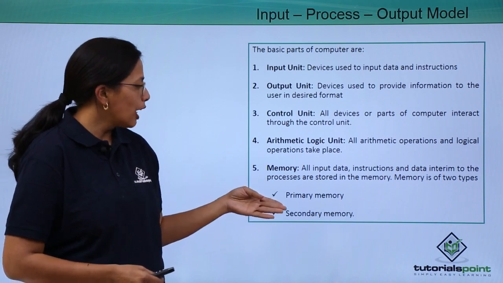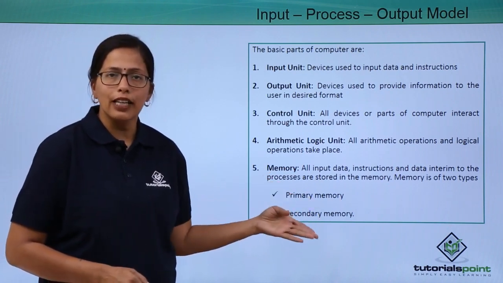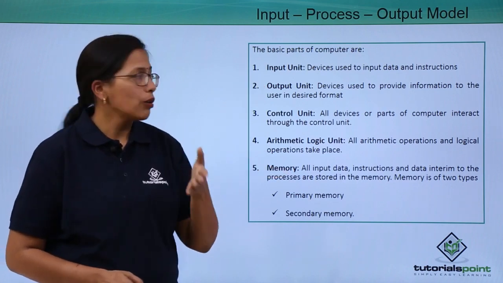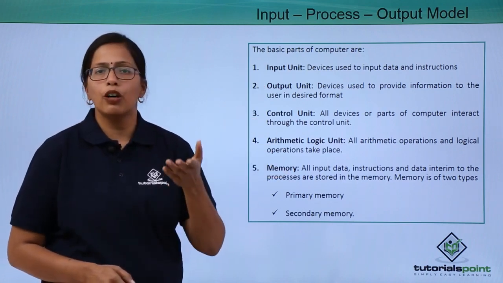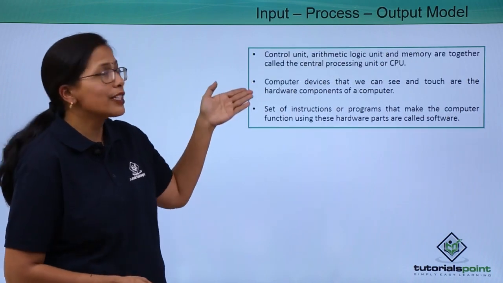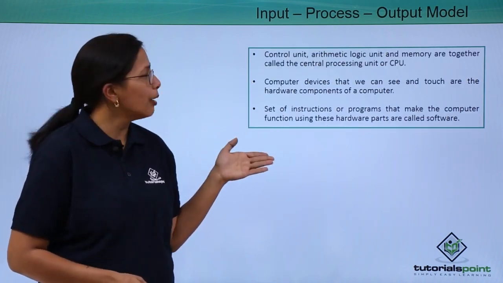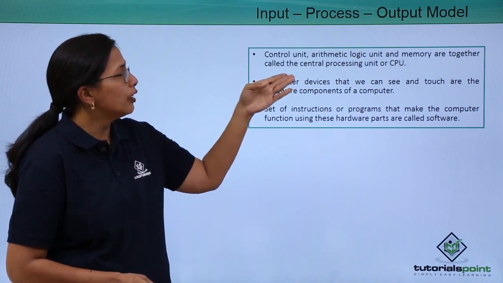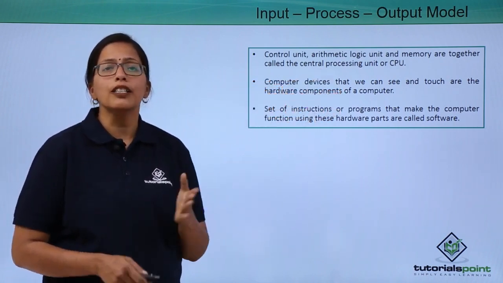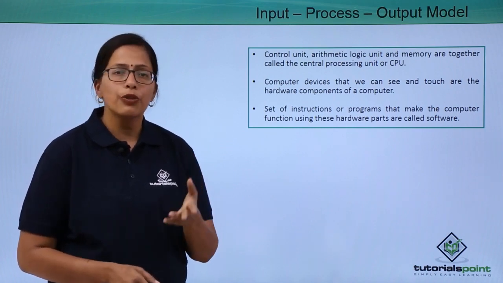The memory is of two types: primary memory and secondary memory. Input unit could be your keyboard or mouse. The output unit could be your printer or your monitor. These are some of the things that you should keep in mind about a computer. The control unit, the arithmetic logic unit, and the memory unit are together called the CPU or the central processing unit.